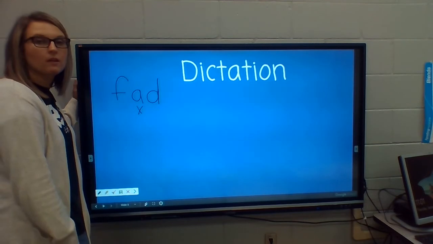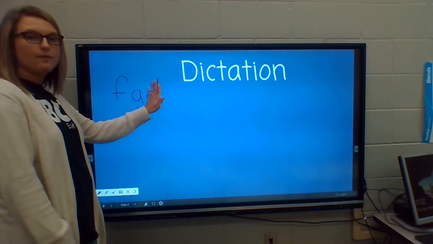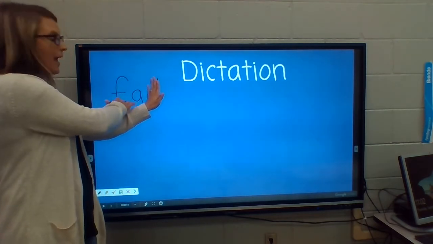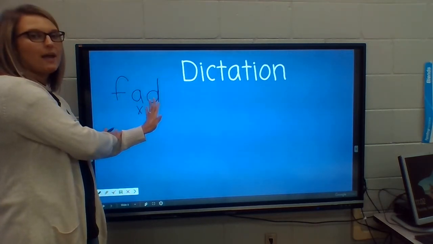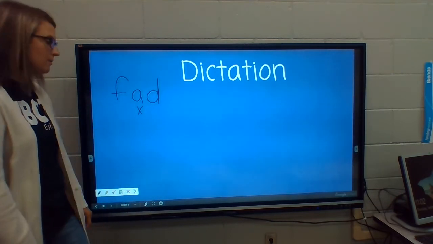Fad. All right. So in order to read this word, we slide the two letters together. Fa. Fad. Then we add the ending. Fad. Fad. Good job, guys.